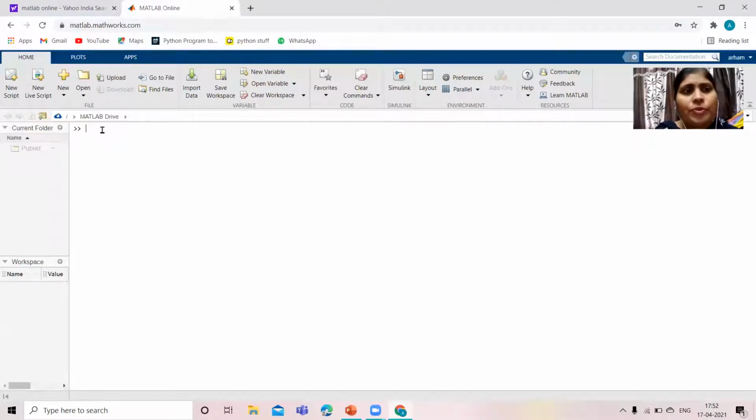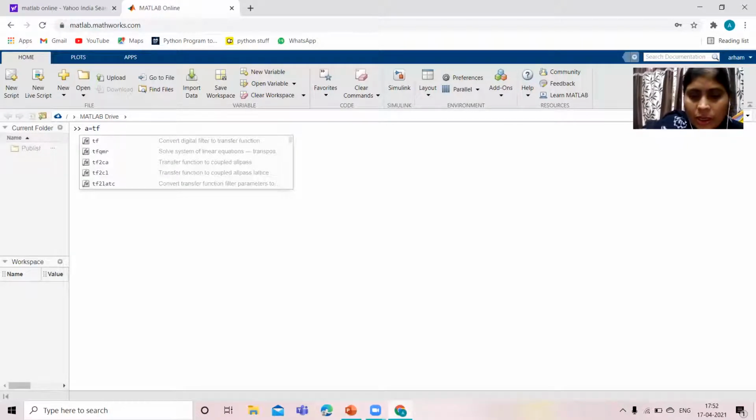Now I'm going to draw the step and impulse response for the first order control system. So consider a transfer function equal to 10 upon S plus 10. I'm writing here, let A equal to TF. TF is the command for the transfer function.